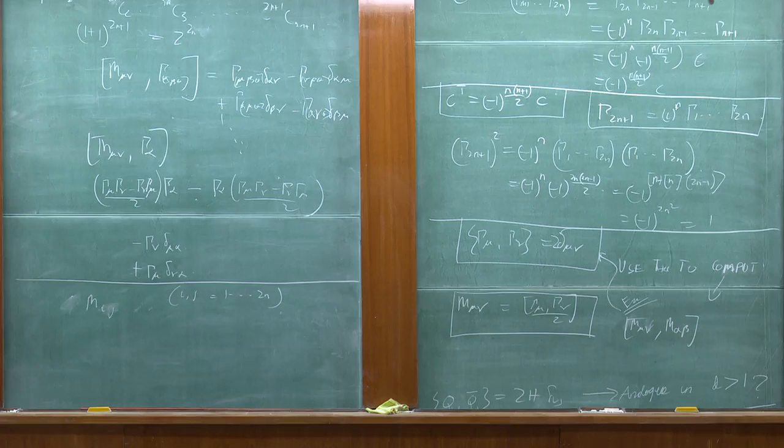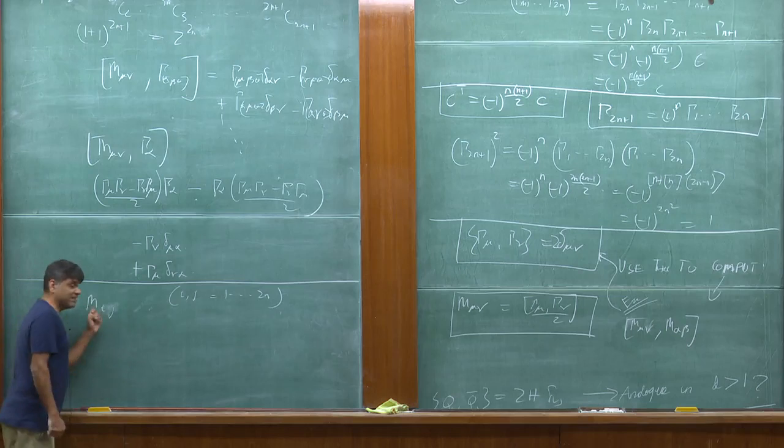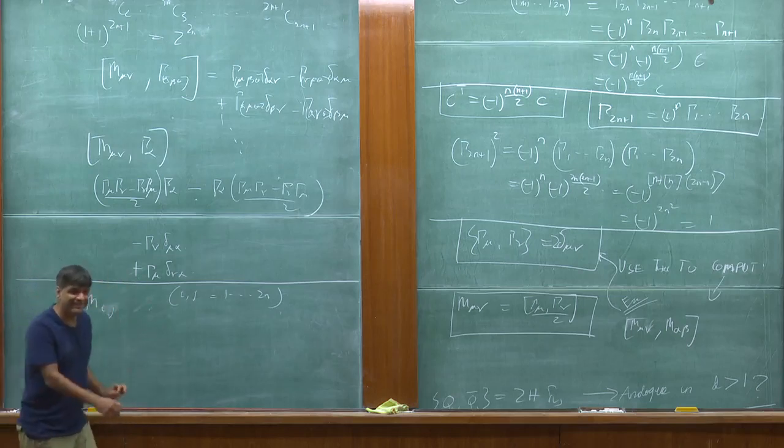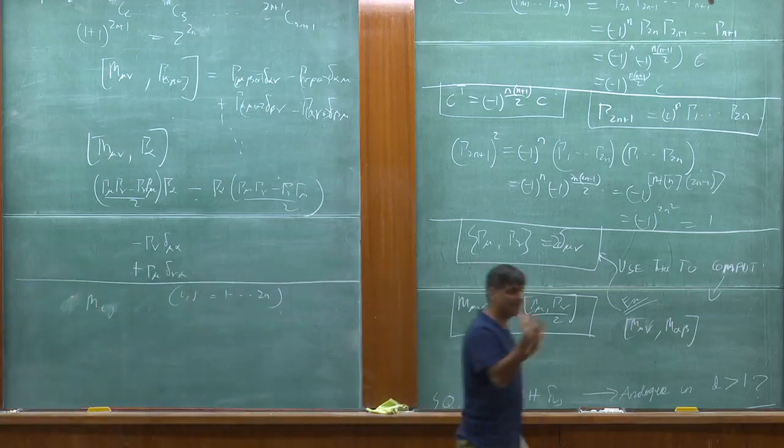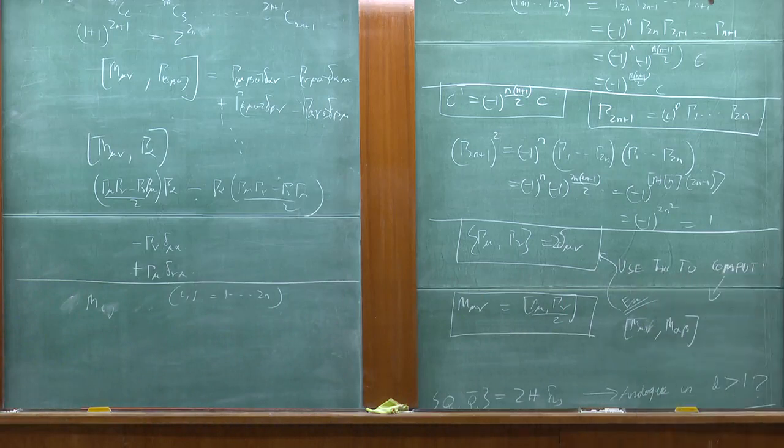Now you might object, gamma 2n+1 anti-commutes with all gammas, it doesn't commute with gammas. But because it anti-commutes with all gammas, it commutes with M alpha beta, because M alpha beta is quadratic in gammas. So you get 2 minus signs, you get a plus sign. Okay? And therefore we conclude that these M ij for SO(2n) are not implemented irreducibly.